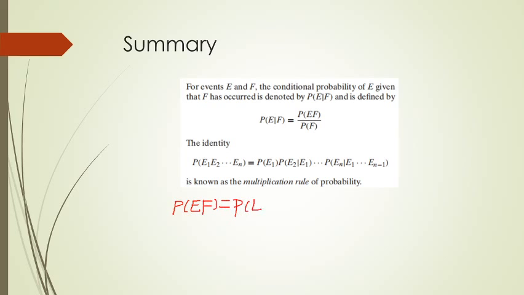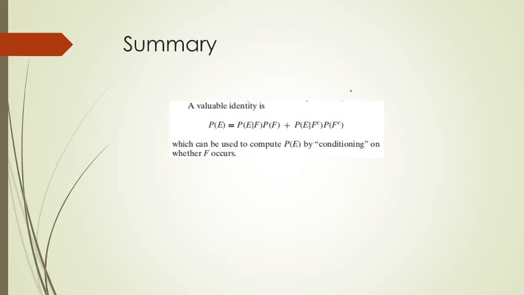For 2, we just rewrite the conditional probability, and be careful which event is given. This textbook uses events E and F, but in some other textbooks we would use this notation, event B given A. It's the same. The event after the vertical line is the given event that has occurred. You might see other notation in some other textbooks. Part 2, a variable identity.